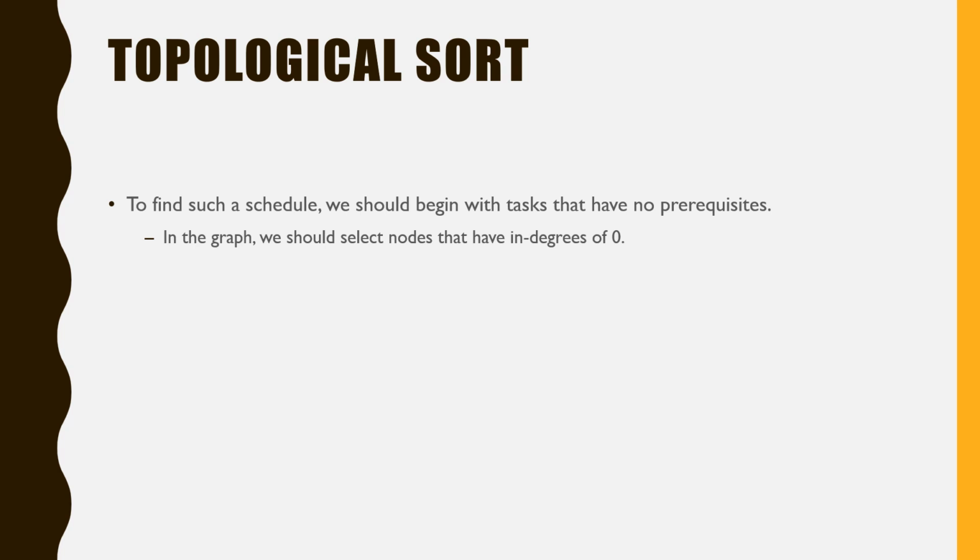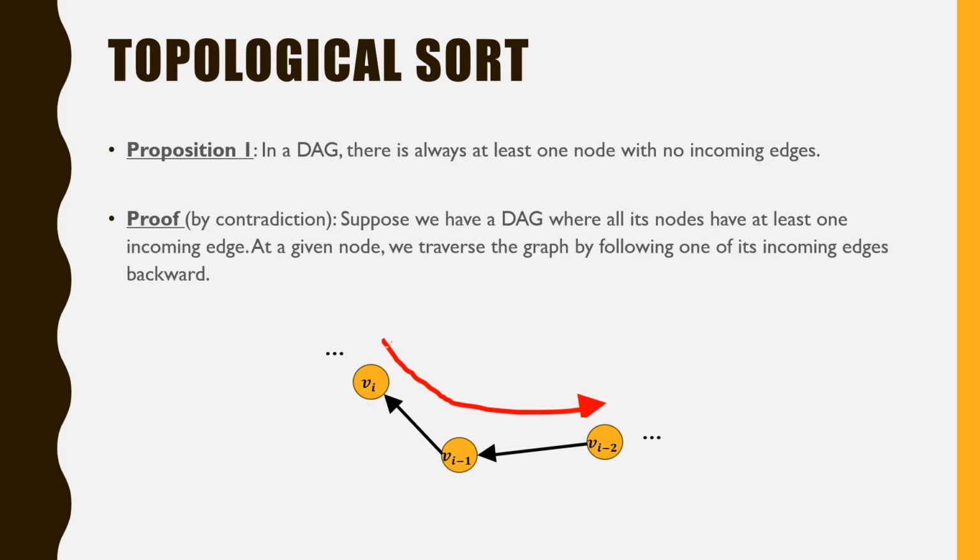Intuitively, we should start with a task that has no prerequisites. In the corresponding DAG, a task with no prerequisites is a node with an in degree of 0, meaning that it has no incoming edges. But does every DAG always contain a node with no incoming edges? Let's explore this question by considering the following proposition. Proposition 1. In a DAG, there is always at least one node with no incoming edges.